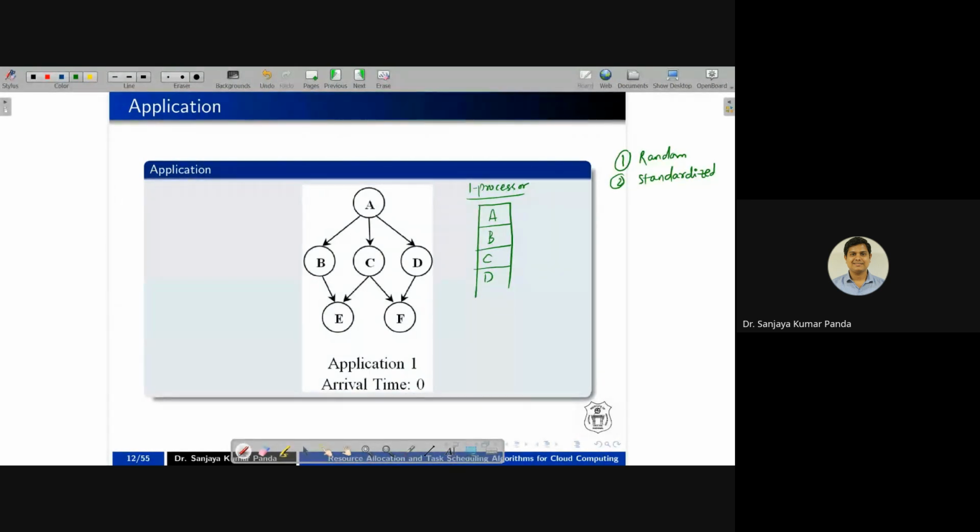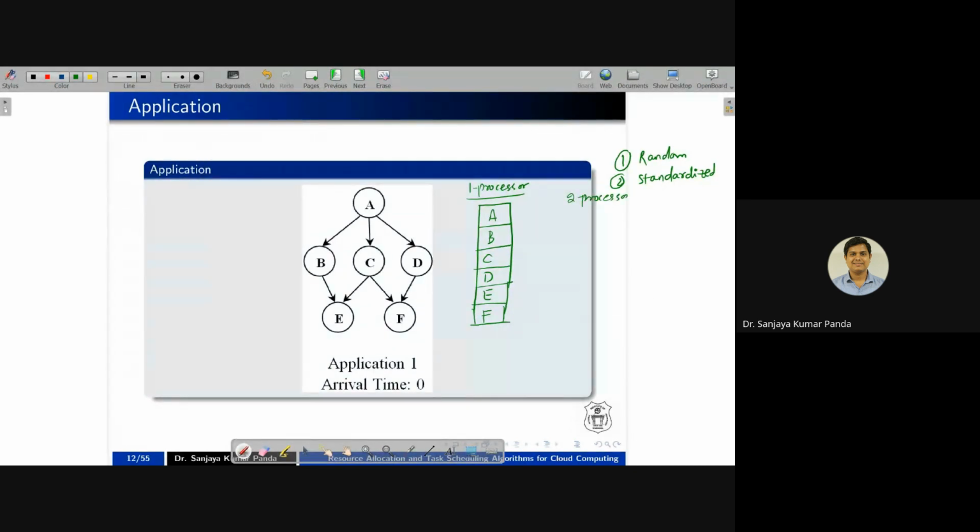Once B is completed, you can start E. Once B and C are completed, you can start E. B, C are completed here, so I can start E. Once C and D are completed, you can start F. So this is the sequence in which you assign tasks to a single processor system. Obviously, a single processor system is much slower, so in order to avoid that, we can go for a 2-processor system.